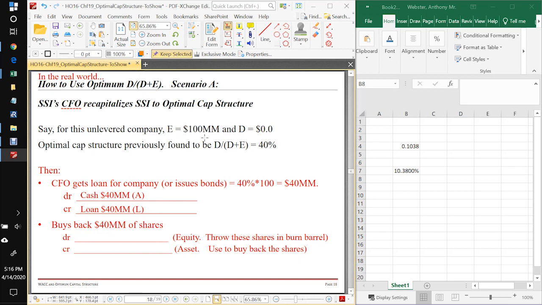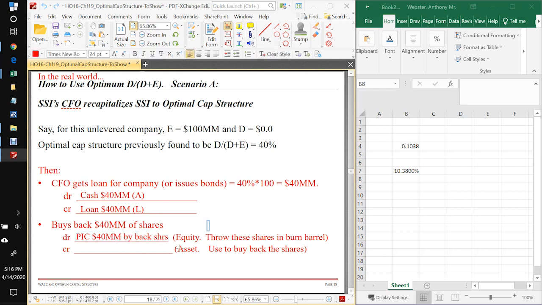Remember, there's 100 million total, so these get bought back. So what happens when you buy back shares? When you issue shares, it's paid in capital, right? So when you buy them back, it's got to be the same thing. It's got to be paid in capital, and that's going to be the 40 million, okay, buy back shares.